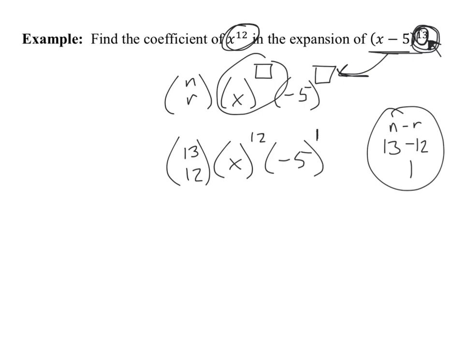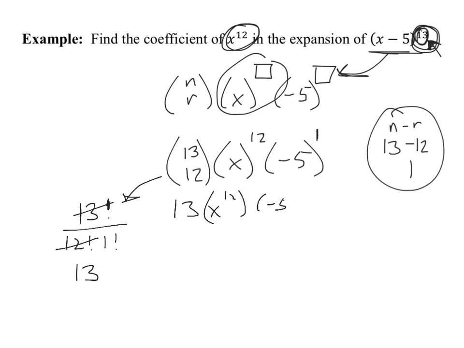Our next step here is computing this combinatorial coefficient. According to the formula we learned earlier, it's going to be 13 factorial over 12 factorial times 1 factorial. And hopefully you guys are getting the hang of simplifying these things. The 13 factorial and the 12 factorial is really going to simplify all the way down to just being 13. So this is going to be 13 x to the 12th times negative 5.